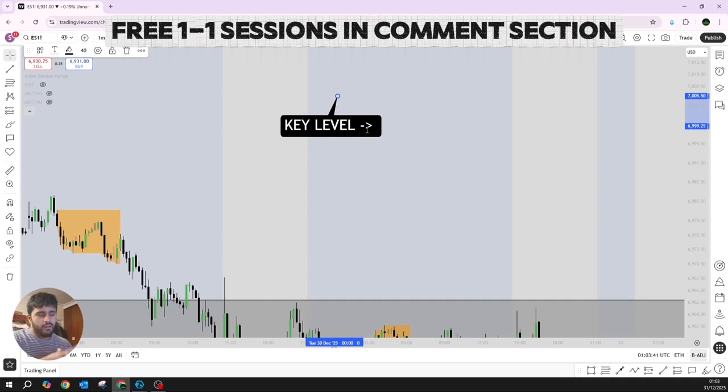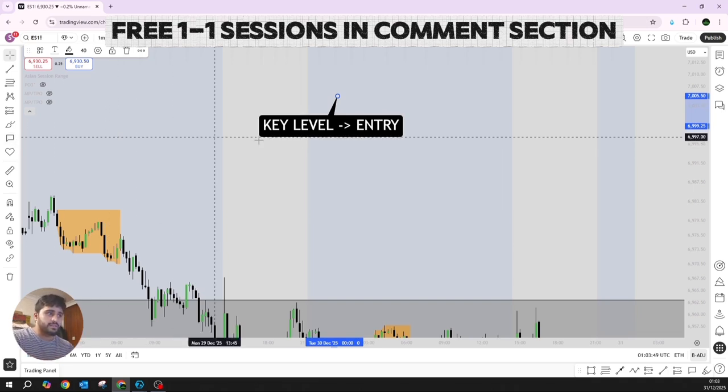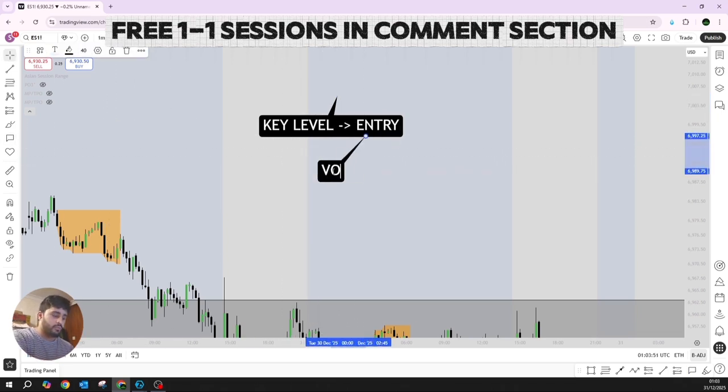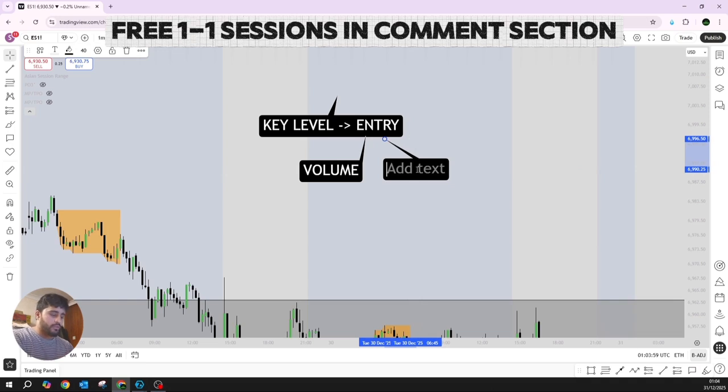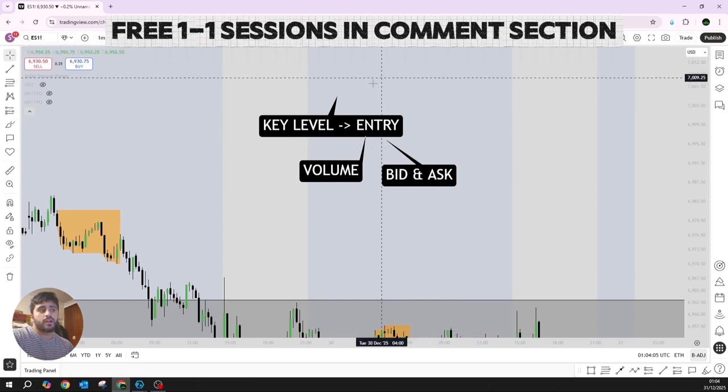Now, the next thing after a key level is you need to have an entry inside your key level. Specifically, I call this an entry, and I use two concepts: volume and delta. I'm going to be breaking down exactly what that means, right? So the volume has to be there. You want to be trading during areas of high volume, and you want to be looking at the order flow, specifically the bid and the ask. So these are the two things you want to be looking for in terms of your entries.